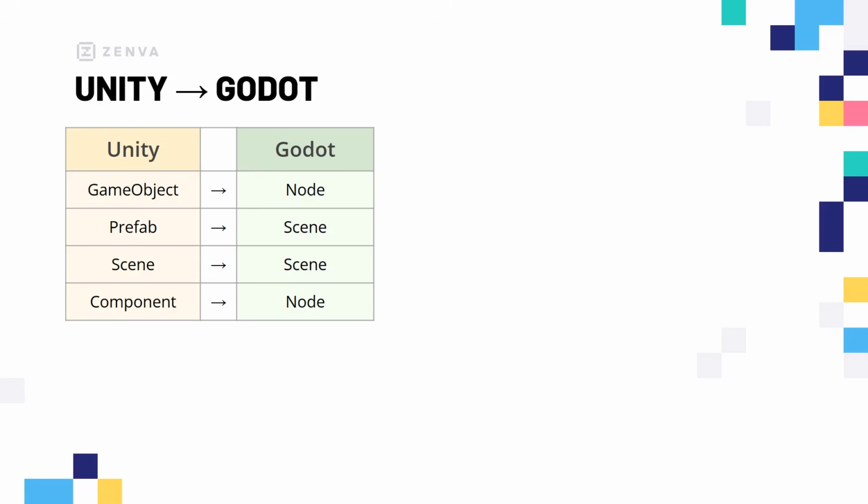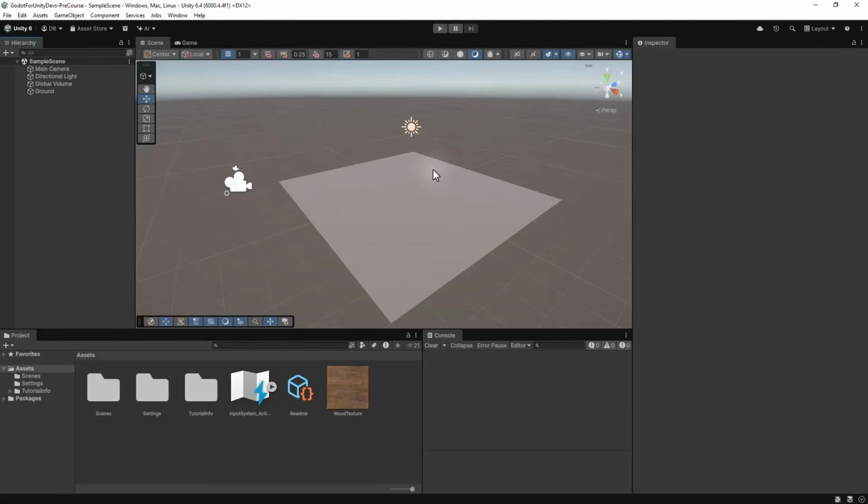So here's a quick little guide that you can refer to, to basically understand the terminology and how these two systems are similar and differentiate from one another. Now let's jump over into the two engines and have a look at how we can create a simple physics object. So here I am in Unity.